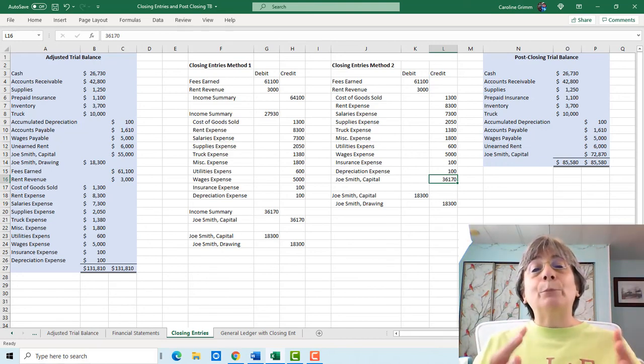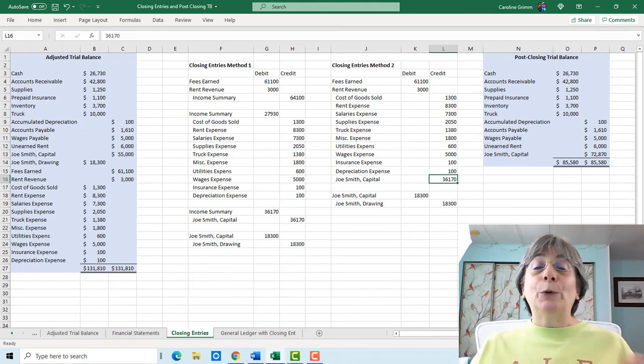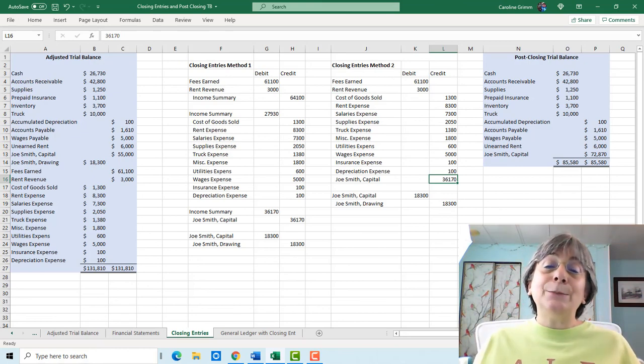So there you have it. That brings us to the end of the entire accounting cycle. So now we get to go home. We get to put our feet up. We get to see how Tiny Tim is doing. And then tomorrow we start all over again.